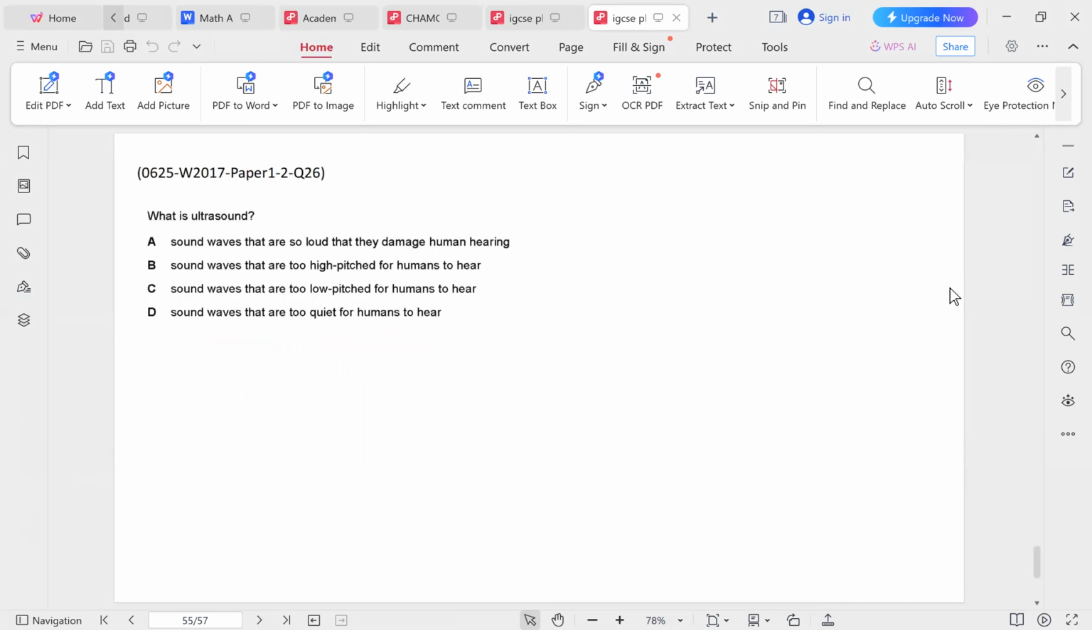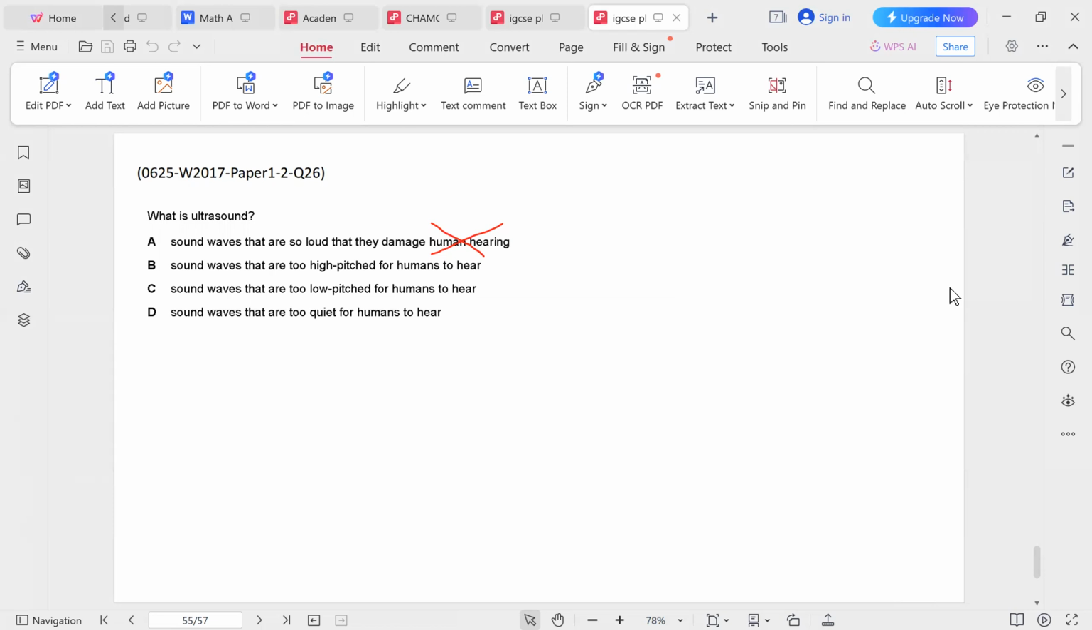What is ultrasound? Sound waves that are so loud that they damage human hearing. This is incorrect, because ultrasound does not damage human hearing or anything, because we actually use ultrasound in medicine. If it had damaging effects on our hearing, we would not use it on a daily basis in hospitals and so on.